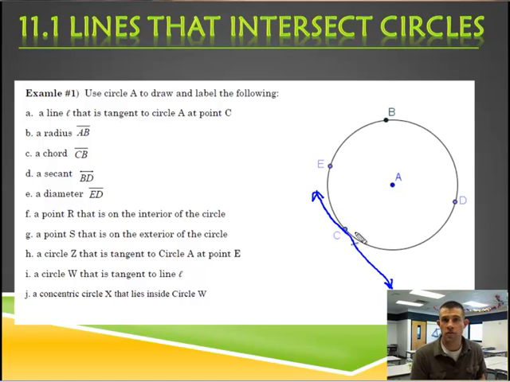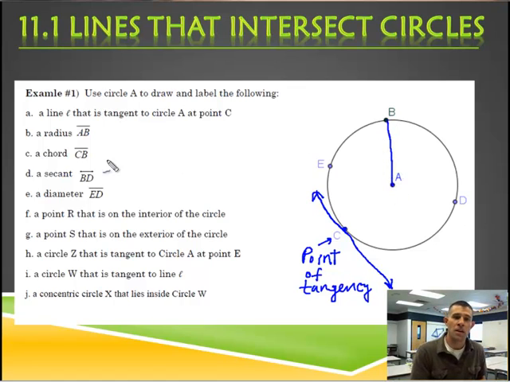So if I could draw a little bit of a straighter line there, you would see that this is a straight line that touches that circle at point C. And point C here is called our point of tangency. So we're going to learn a little bit more about that later on, but this is a point of tangency. A radius AB, well, that's an easy one. We're just going to connect this line segment here, AB.